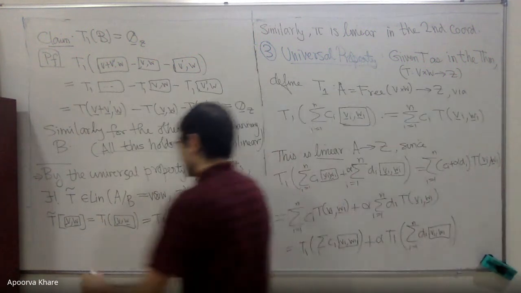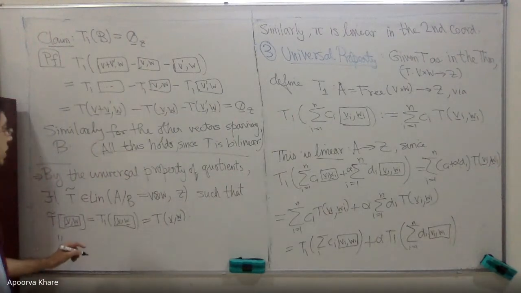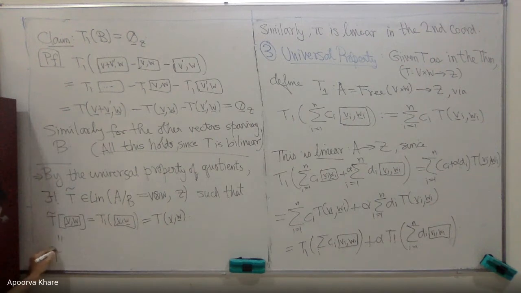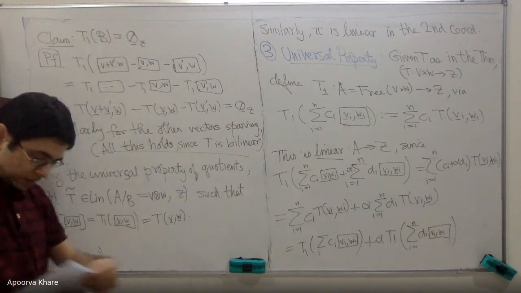Because this is the same as, I defined pi already, so this is exactly T tilde of pi of (V, W). So there exists a unique linear map sending exactly this vector via T tilde, first pi and then T tilde, or via T itself. Okay. So that I think is the end of the proof.